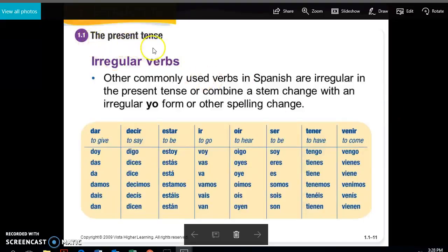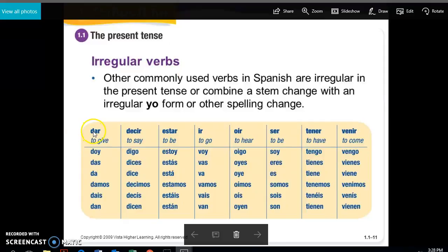When studying your present tense verbs, remember we have our patterns: o, as, a, amos, an, or o, es, imos, en. But irregular verbs do not follow a specific pattern because there are some spelling changes.